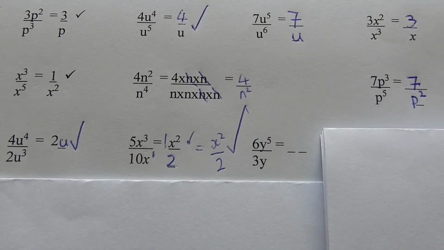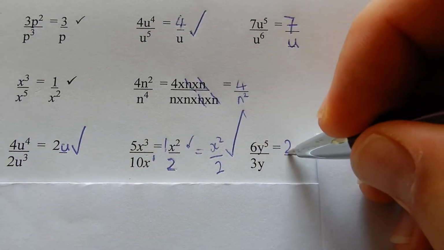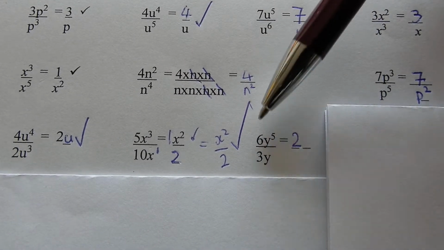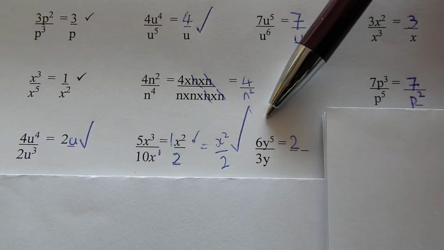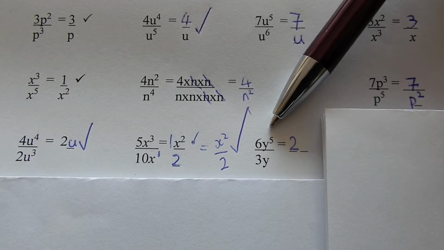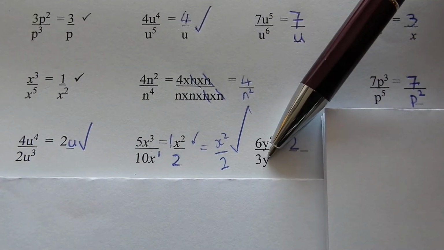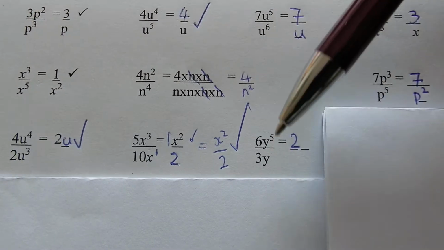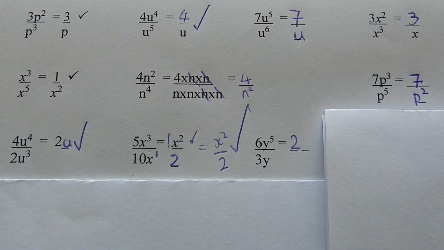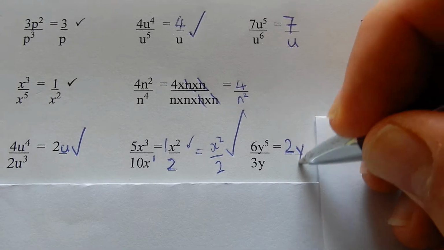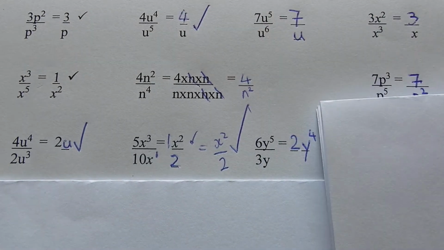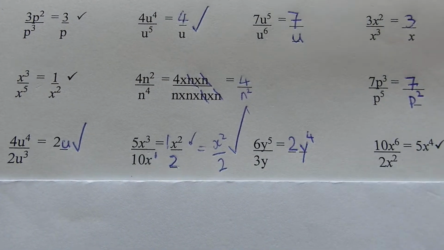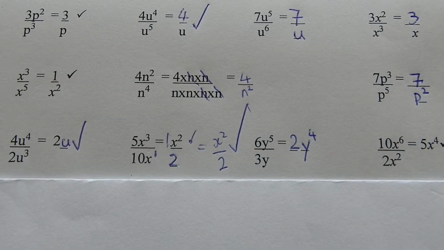Now, y times y times y times y times y. 5 y's timesing together on the top. 1 y on the bottom. One of these y's will cancel with that y, leaving you 4. 5 take away 1 is 4. Okay. Oh, here we go. And this one's already done.